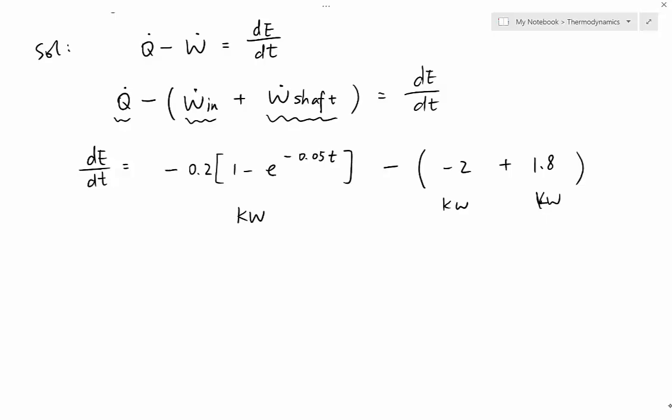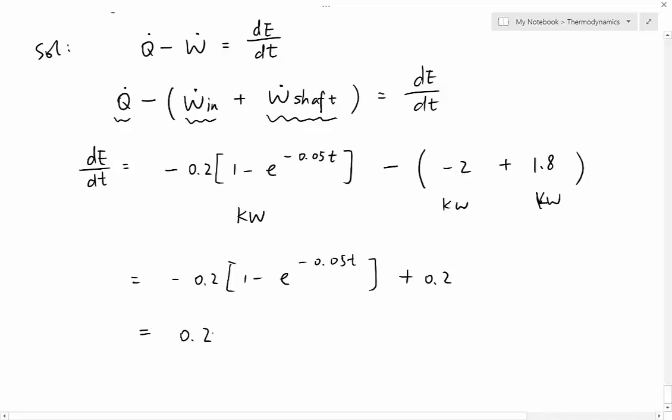All right, so the right-hand side becomes negative 0.2 times (1 minus e^(-0.05t)) plus 0.2. Then we can take 0.2 out of it. The only thing left is 0.2 times the exponential function e^(-0.05t). So this step is simply algebra. Make sure you can do algebra.